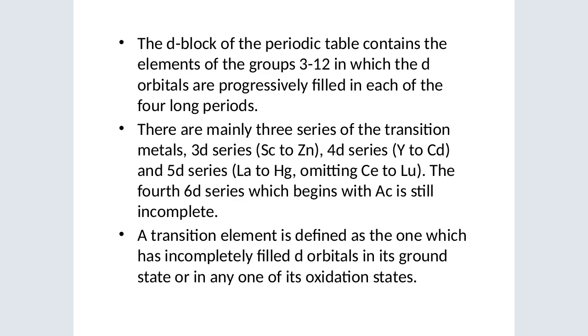They comprise three main series of the transition metals, that is 3D series beginning from scandium to zinc, and 4D series from yttrium to cadmium, then 5D series from lanthanum to mercury, omitting cerium and lutetium. Then there's the fourth series, that's the 6D series. This begins with actinium, but is an incomplete series.